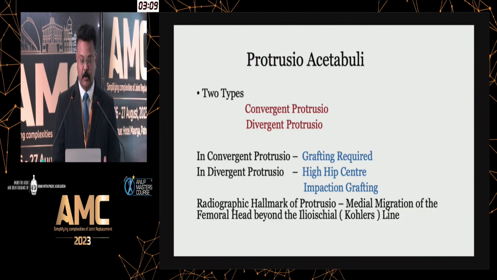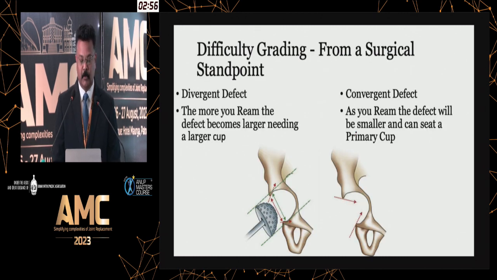So when we are thinking in terms of a convergent protrusio, grafting is required. However, in case of a divergent protrusio, you can accept a high hip center, and impaction grafting is what is recommended. Now, when a divergent defect is seen, when we tend to ream, the defect becomes larger and larger, and it tends to toggle within the cavity itself and leaves us feeling not really confident with regards to the cup capture. Because at the end of the day, we want a rim capture to get our cup stable.